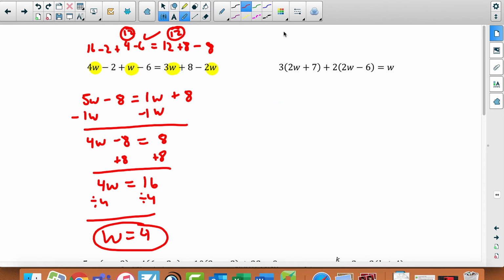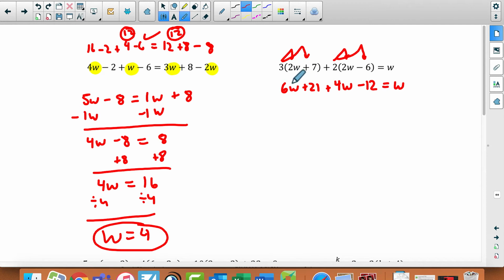Alright, next one. I've got to get rid of the brackets first, so some distributive property here and here. 3 times 2w is 6w, 3 times 7 is 21, 2 times 2w is 4w, 2 times negative 6 is negative 12, and we still have a w on that side.